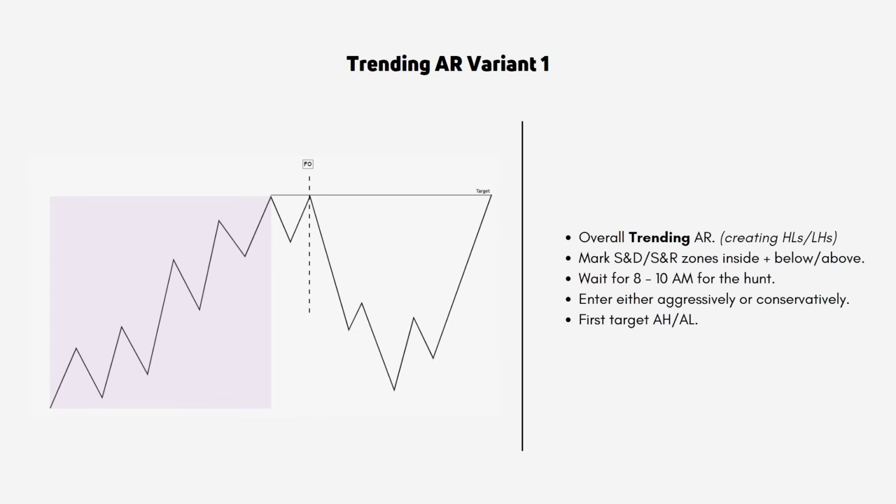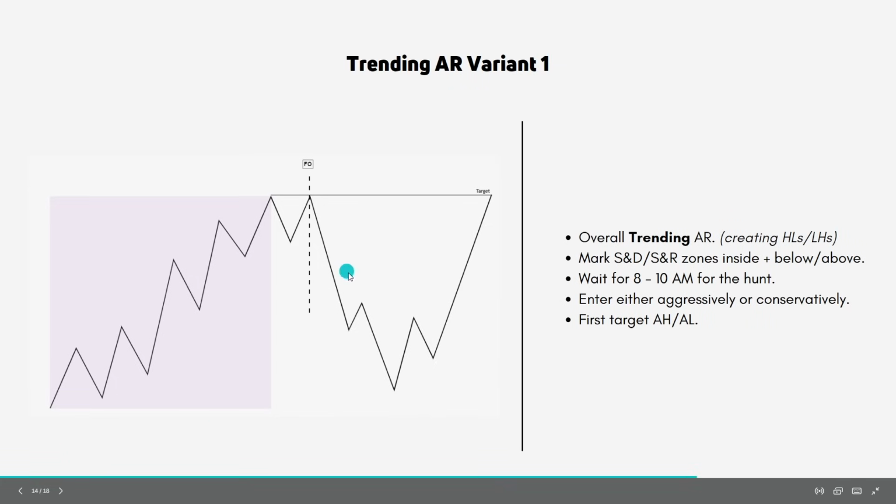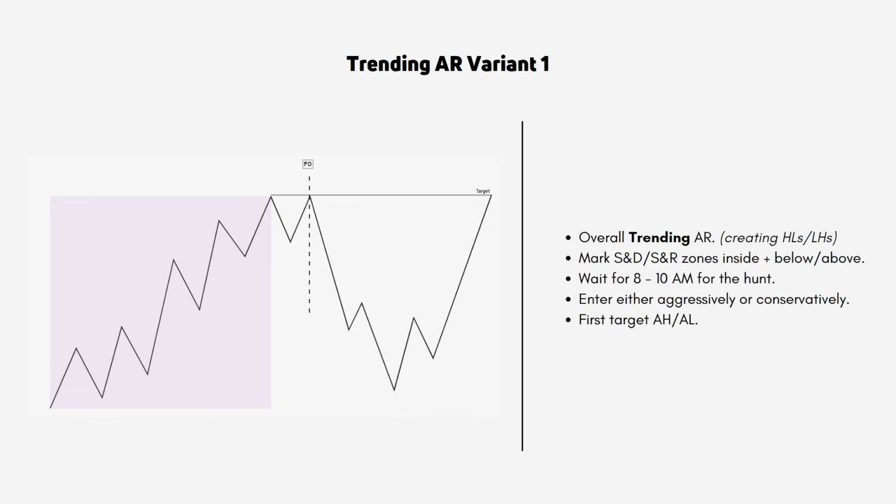Then what we do is we mark what is inside the Asian range, supply and demand, support and resistance, whatever you like to do. And also do, if you are bullish on this case, mark what is inside, but also mark what is outside, because sometimes the market can actually head for the outside zones as well, which is sometimes even a better trade.